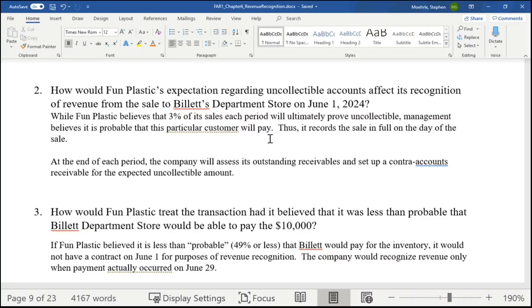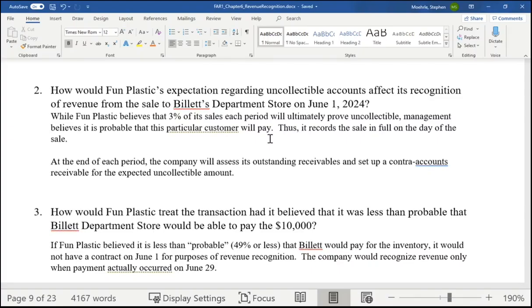Now, here's a question. How would Fun Plastic treat the transaction had it believed that it is less than probable that this particular customer would be able to pay the $10,000? If it's less than probable, we can't recognize revenue. We still have the agreement, but for accounting purposes, we're not going to put the revenue in until the cash is actually received.